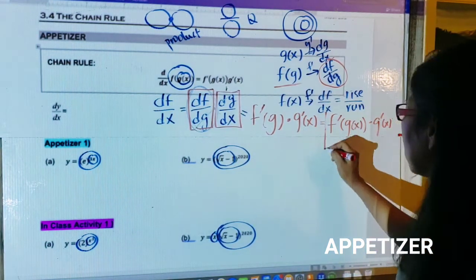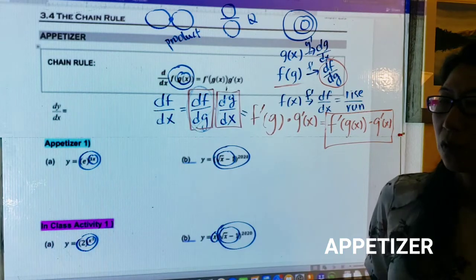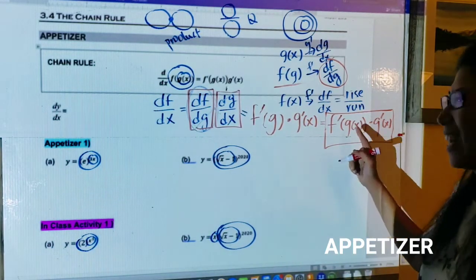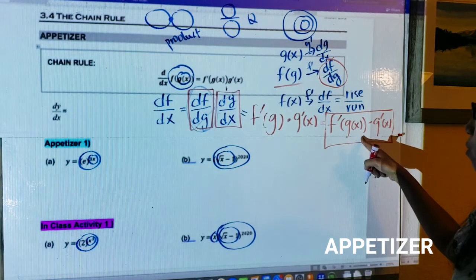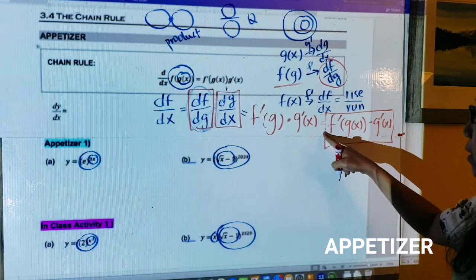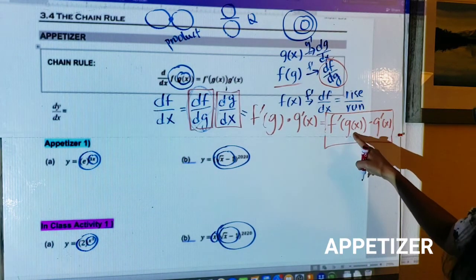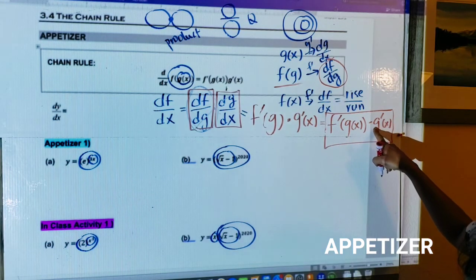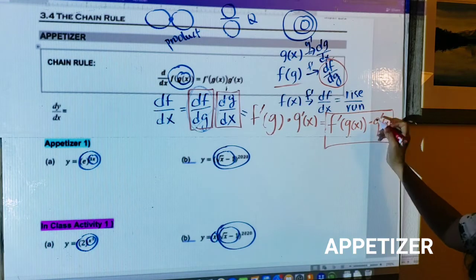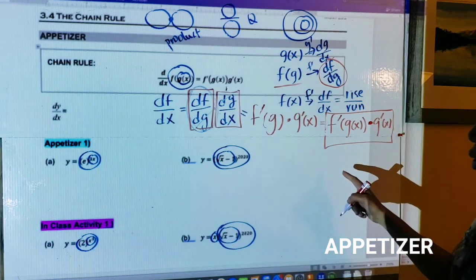And that's the answer. Actually, it's not the answer, it is how we prove it. And how do we figure this one out? Basically, you take the derivative of the outside function, because that was the input, right? And then this is the derivative of the inside function. And then what do you do? Multiply them.